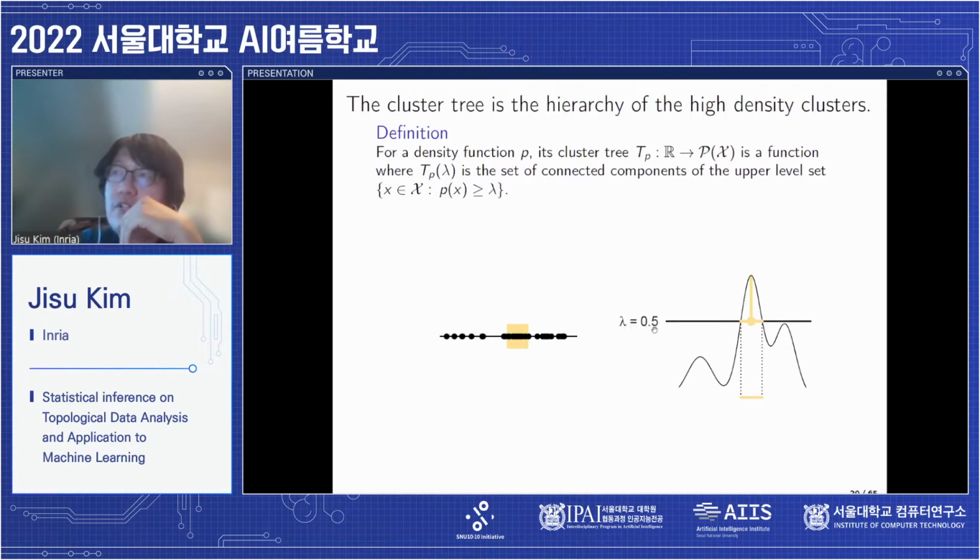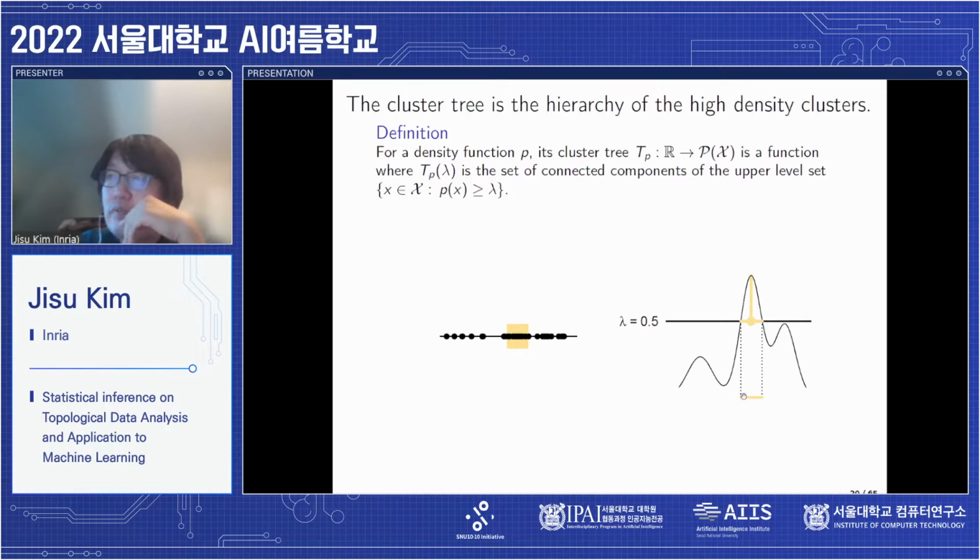So for example, when you set lambda to 0.5, this is the level, and this function is the density function. When you fix the level lambda at 0.5, you look at the upper level set, which means you look at the points where the function values are larger than 0.5. So the upper level set corresponds to this one. And then you look at the connected component of this upper level set. Here we only have one component. So this is the connected component here.